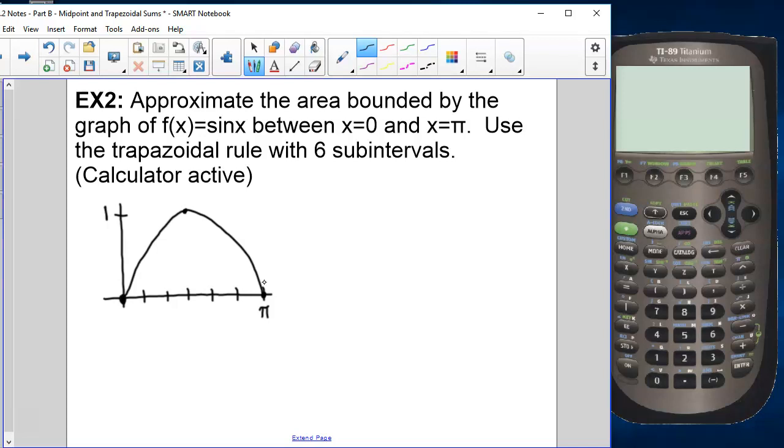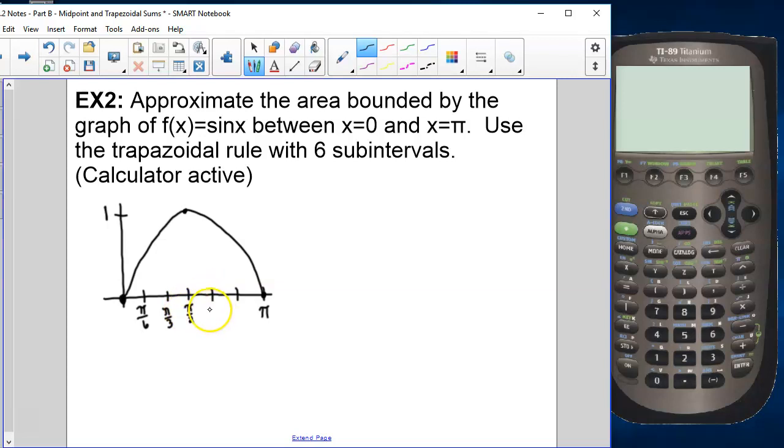So if we split this into 6 subintervals, we're going to take pi, because that's the length of this interval, and we would divide it by 6. So that means this first little tick mark here would be pi over 6. The next one would be 2 pi over 6. But what does 2 pi over 6 reduce to? Pi over 3. Then we'd have 3 pi over 6, but that reduces to pi over 2.